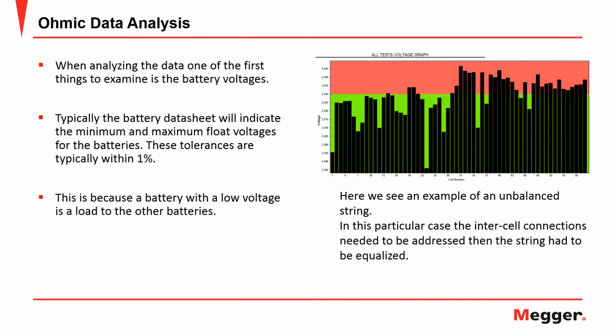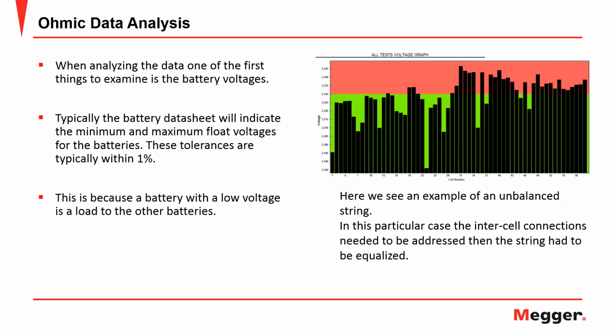Now, this is an actual customer's data. This is real data we're looking at here, and you can see this is a fairly unbalanced string. And basically, in this case, the problem wasn't the batteries. The problems were the straps. The straps were corroded. He had too many voltage drops across them, so we had to take them apart. They had to be cleaned up, and the whole system needed to have an equalized charge done to equalize all the batteries.